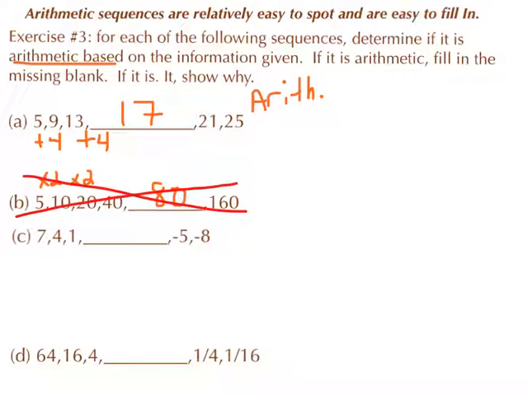C. How did I go from 7 to 4 to 1? Well, if you said subtracted by 3, you would be correct. 1 minus 3 is going to give me a negative 2. This is arithmetic.